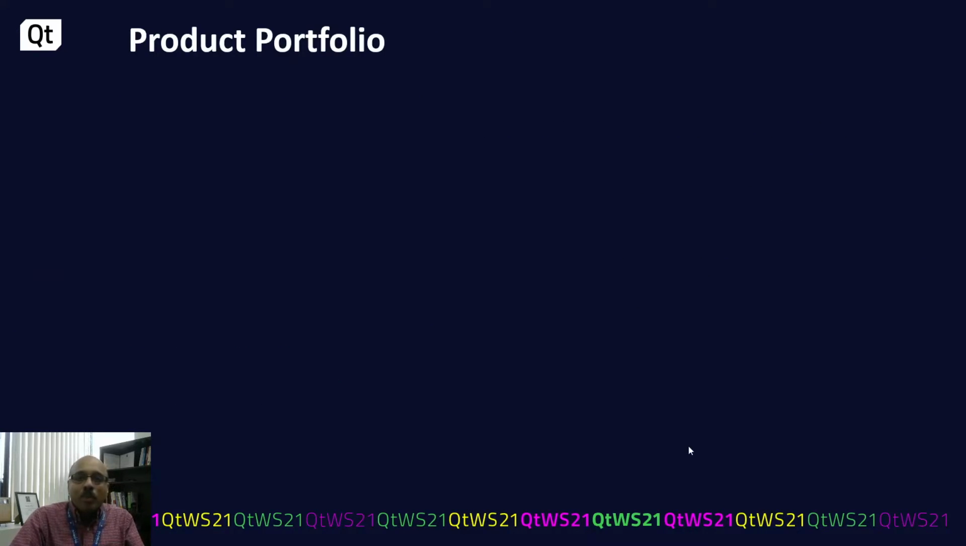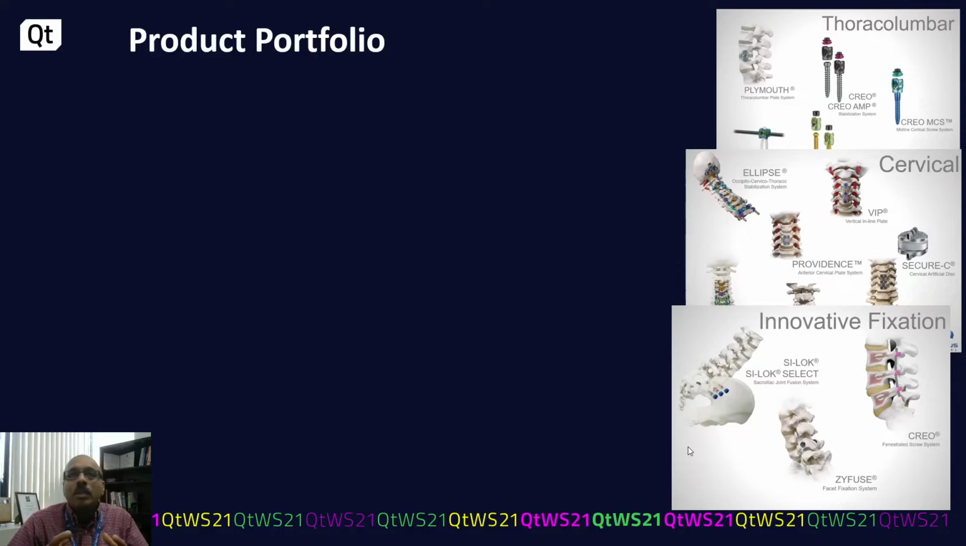So starting with the product portfolio of Globus, the first few products were implants for spine surgeries. These were screws in the thoracolumbar, meaning screws that go in the thoracic and the lumbar region of the spine. They go into the vertebrae to stabilize the vertebrae or to create space between two vertebrae to relieve pain. The cervical region is the neck region, so those screws are typically smaller. We also have innovative fixings which are typically done at the sacroiliac joint, which is near the waist.